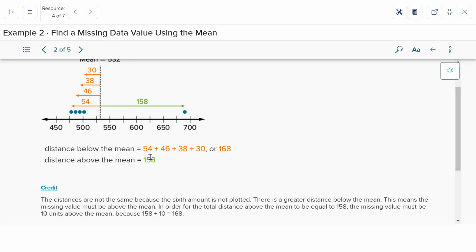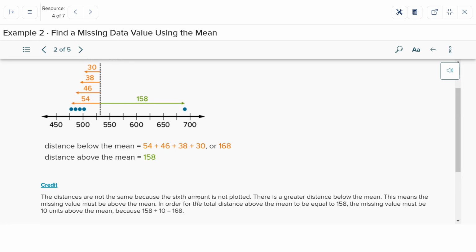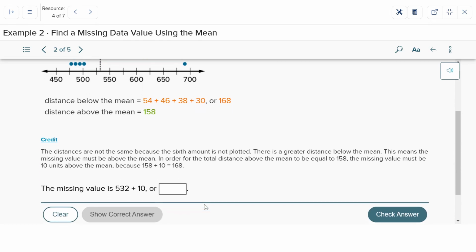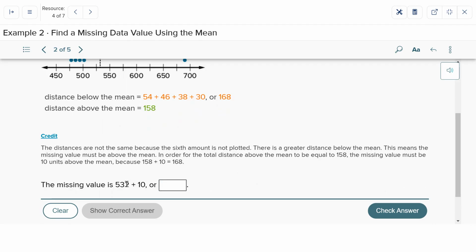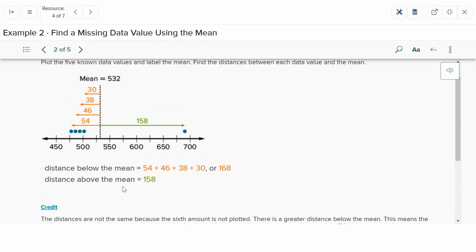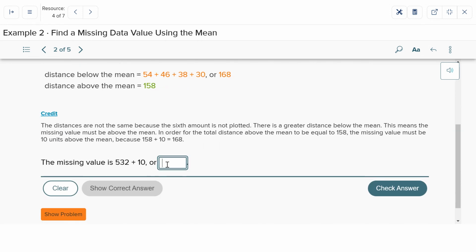So we need 10 more. So that means that we need to figure out what that would be. The distances are not the same because the sixth amount is not plotted. There's a greater distance below the mean, so we need something above the mean. So the missing value must be 10 units above the mean because 158 plus 10 is 168. So the missing value, therefore, is going to be 532 plus 10. So that's our mean plus 10, which is going to be 542.